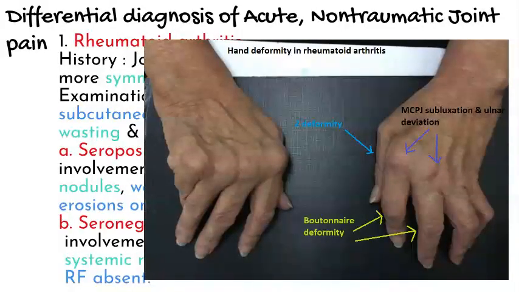This figure shows the hand deformity in rheumatoid arthritis. You can see there is a swan neck deformity, boutonniere deformity, metacarpophalangeal joint subluxation, and ulnar deviation.